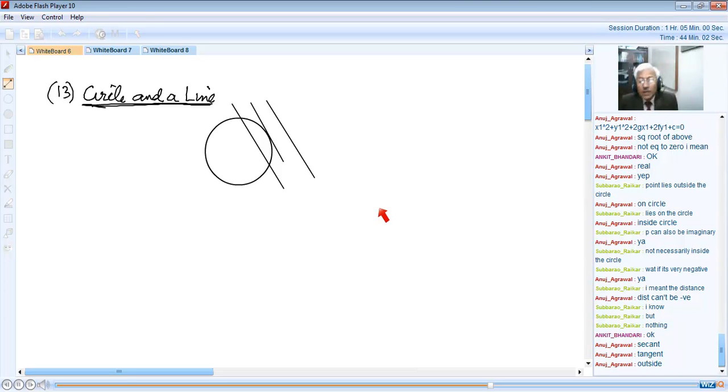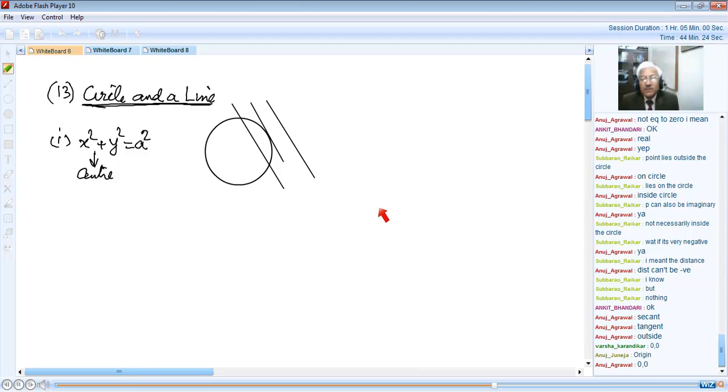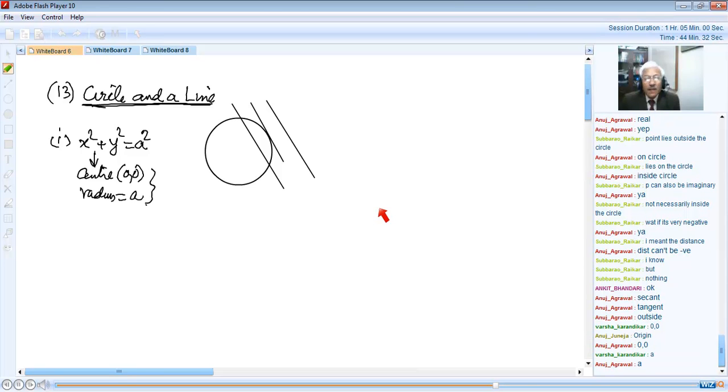Okay? That is what we are going to prove. Look here, there are two ways of doing it. Suppose I first take x square plus y square equal to a square. This is a special case of a circle. Can you tell me the center of this circle? Yes, the center of this circle is 0, 0, and the radius of this circle is equal to a. Clear? Now I take up a line y equal to mx plus c.